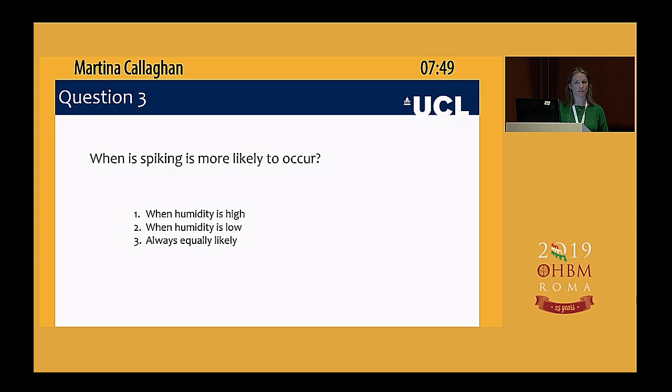Okay, so then last question is, when is spiking more likely to occur? When humidity is high, low, or always equally the same? So hands up for high, hands up for low. Always equally likely? Okay, great.